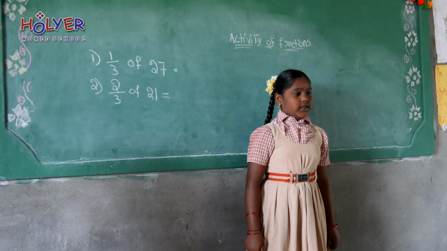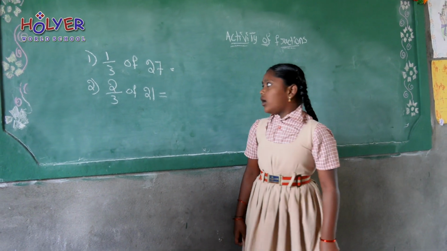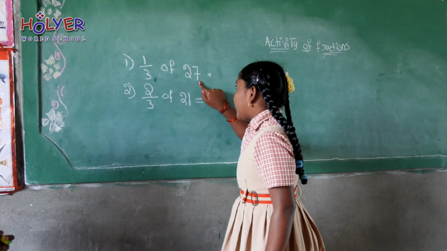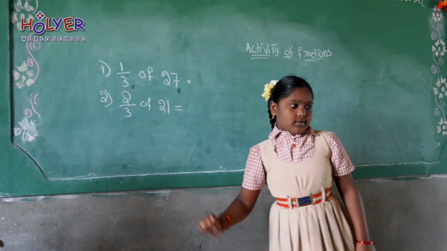Section. Today my topic name is activity fractions. Here whole is 27, part of whole is 1 part. Now I am taking 27 objects.